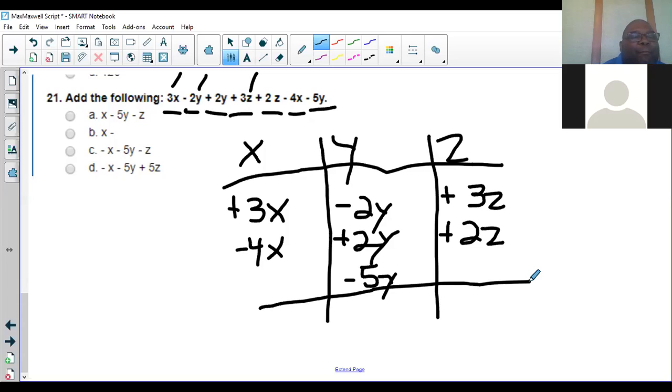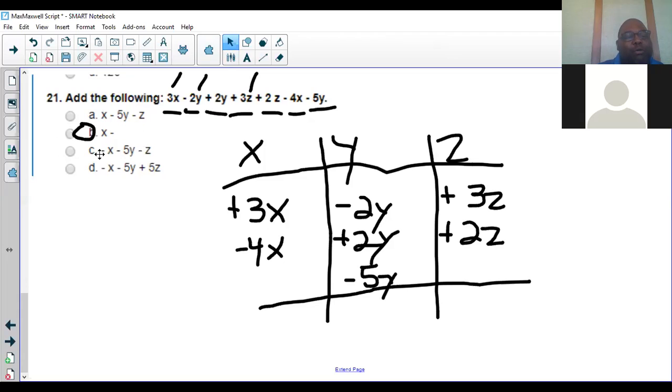Would it be A? Okay. So if I take a look at A, that means my X has to be a positive term. Well, what do I know immediately when I look at my X's? It can't be A, right? Because we know my X's have to be a negative term.